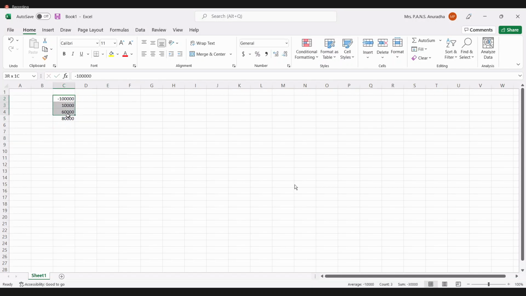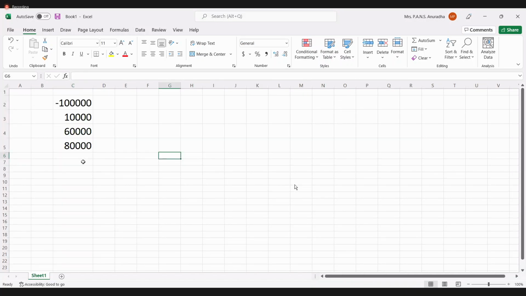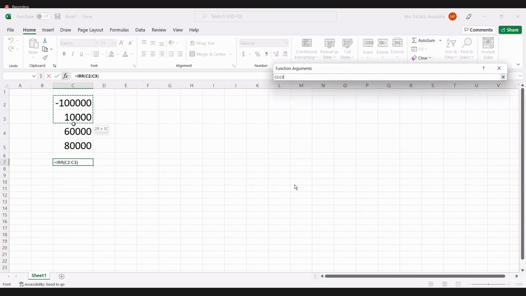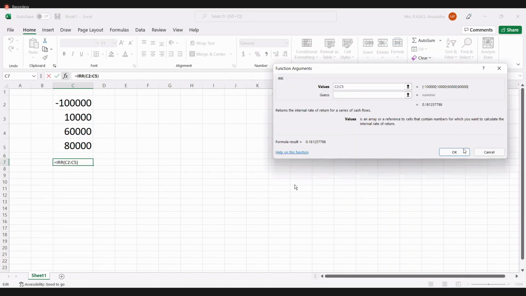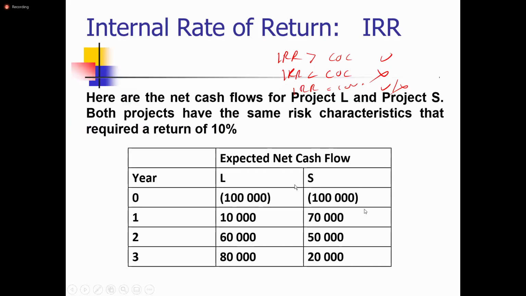In Excel, you can calculate it very easily without much trouble. Simply go to the function, go to IRR here, and select the values. So 18.1 is the IRR. You can calculate it like this in Excel. Then this IRR you have to compare with the cost of capital. But anyway, for the exam, you have to go with the trial and error method.